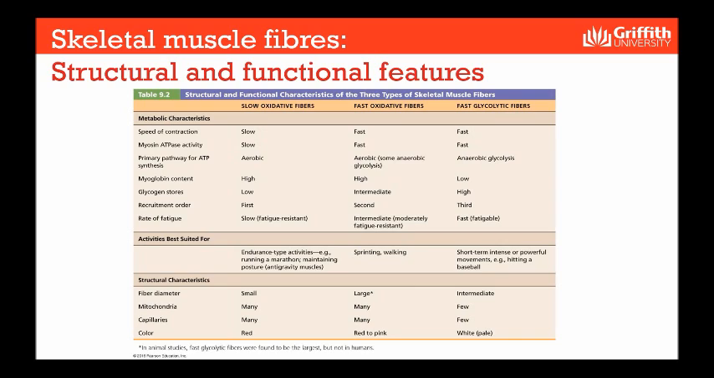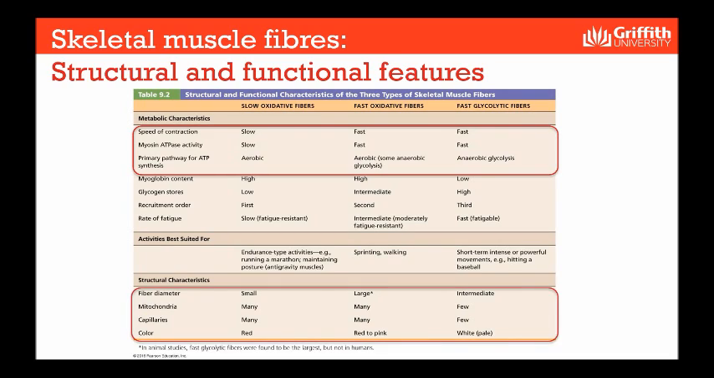The really important concepts to understand from this table are the characteristics that separate the different fiber types. Speed of contraction and myosin ATPase activity are what makes fast glycolytic fibers fast and slow oxidative fibers slow. ATPase is the enzyme that breaks that cross-bridge cycle so we can continue to contract faster.